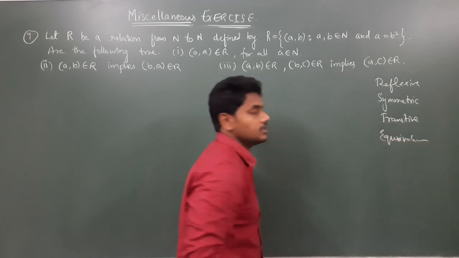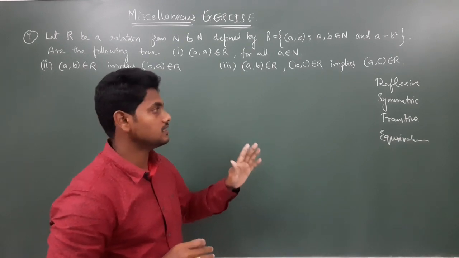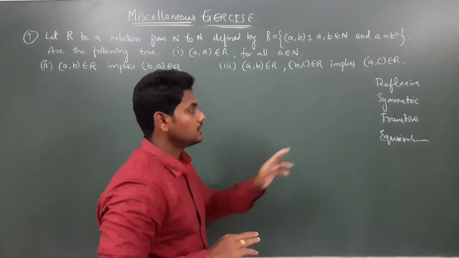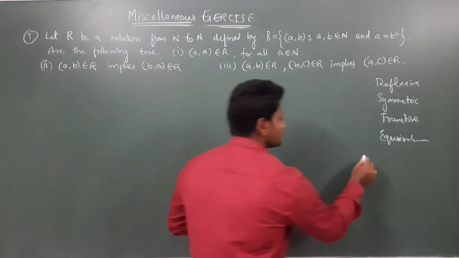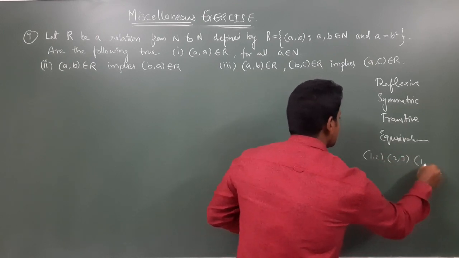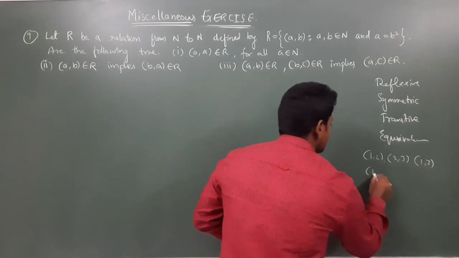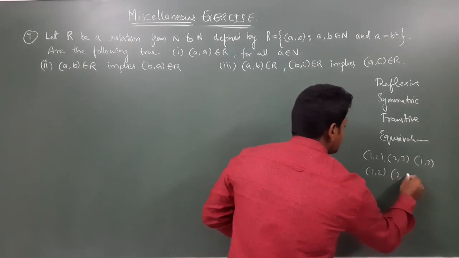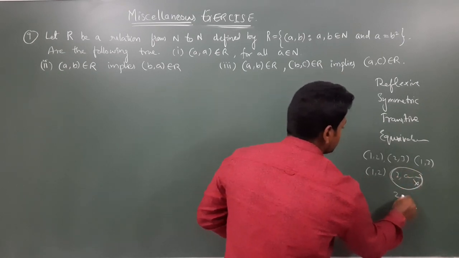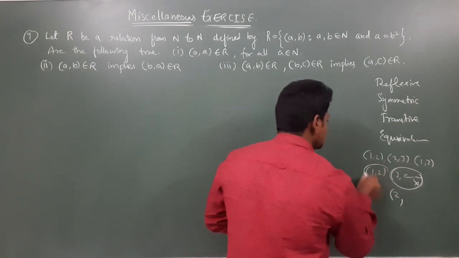Equivalence relation. Reflexive means in that set all elements should be there, then it is reflexive. Symmetric means if 1 comma 2 is there, then the opposite 2 comma 1 should also be there. Next, transitive. Transitive means if 1 comma 2 and 2 comma 3 are there, then 1 comma 3 must and should be there. Otherwise, if 1 comma 2 is there and there is no continuation from 2, meaning no ordered pair starting with 2, then it is also transitive.